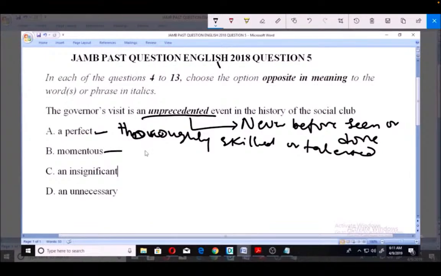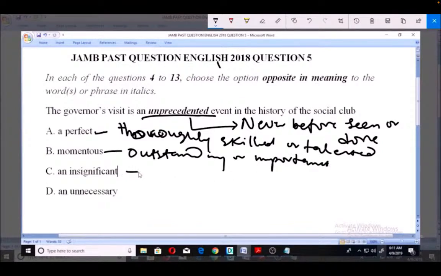Now, momentous, what does momentous mean? Momentous simply means outstanding. Something that is so great that you can say it is outstanding, or something that is very, very important. So you can see that it has the same meaning as unprecedented.